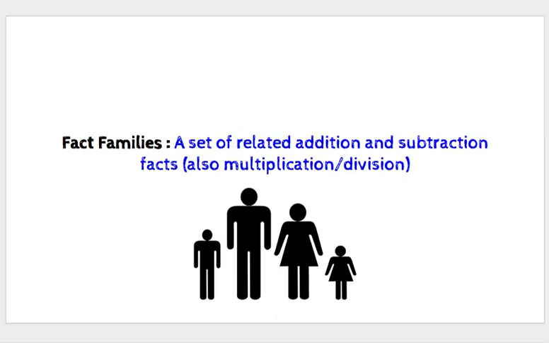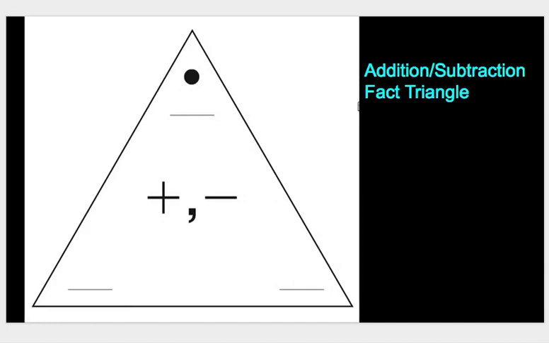You might remember that the actual fact triangle looks something like this, and this is what we use for addition and subtraction fact triangle. You'll see a number at the top point, a number at the bottom left point, and a number at the bottom right point, with the addition sign and the subtraction sign in the middle separated by a comma. Now, this dot at the top tells us that we have to write the sum at the top point of the triangle, because this is where we identify the sum of our two addends down here.